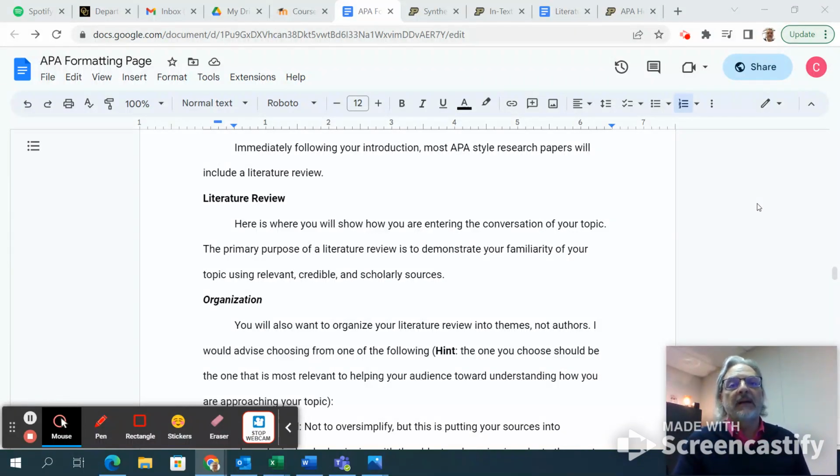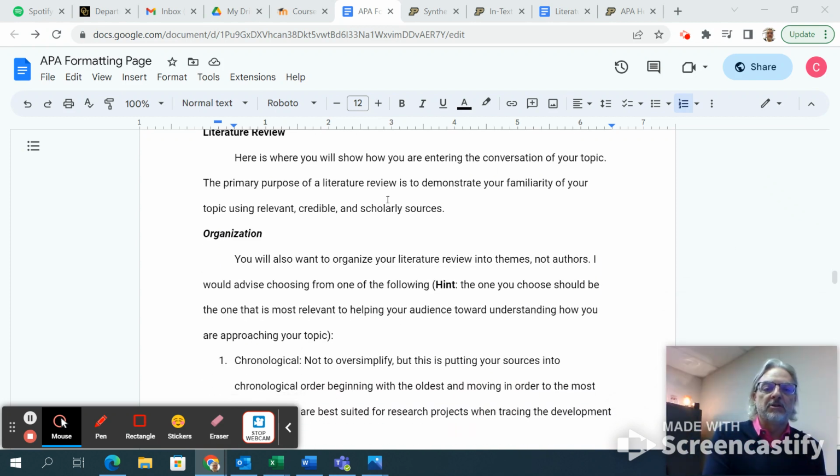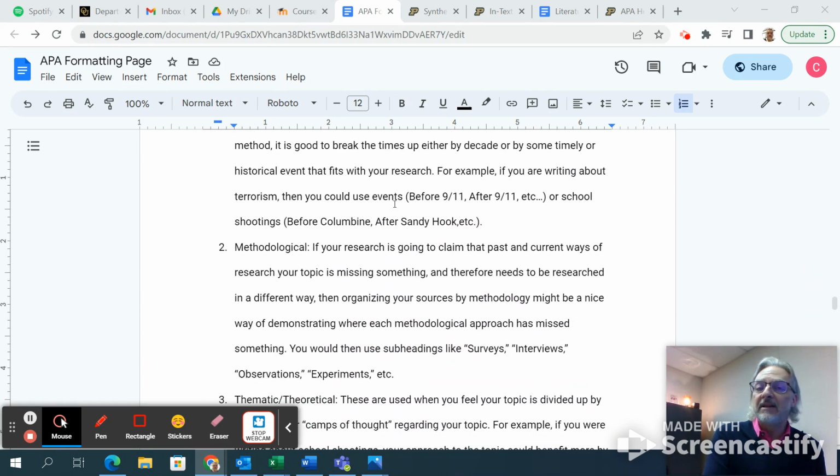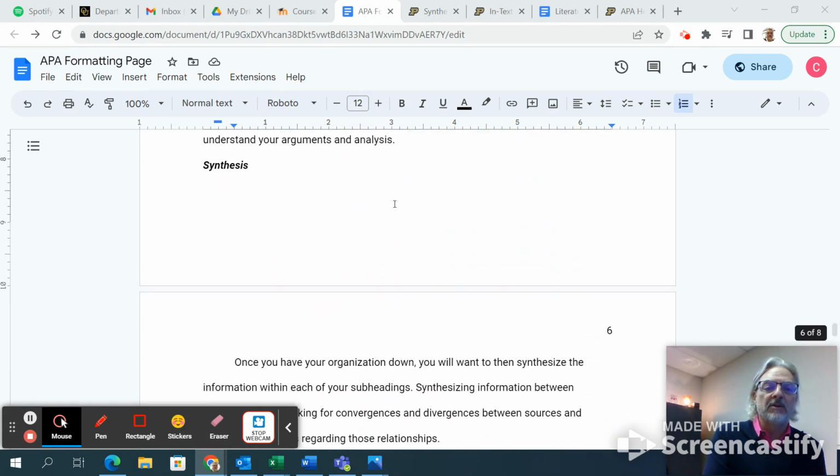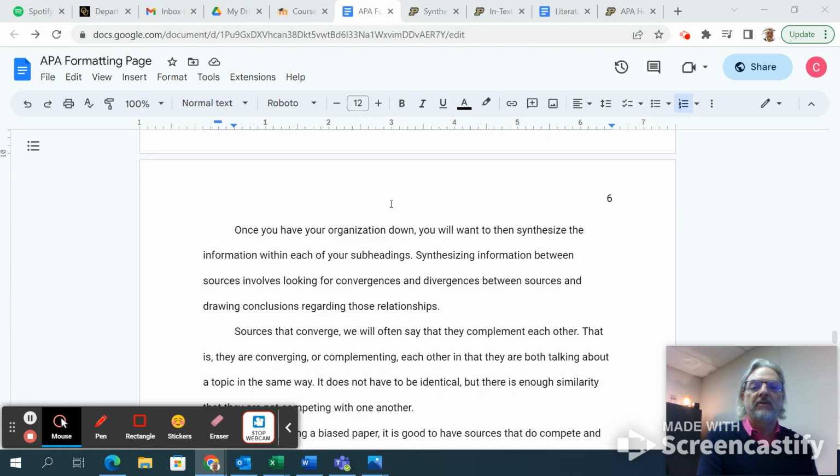This one is titled, How to Synthesize Your Sources Using Conversation Templates for Literature Reviews. Recall that we've already gone through our literature review. We've talked about how to organize them, right? And now we're talking about synthesis. So once you have your organization down, this is a great opportunity now to synthesize the information.